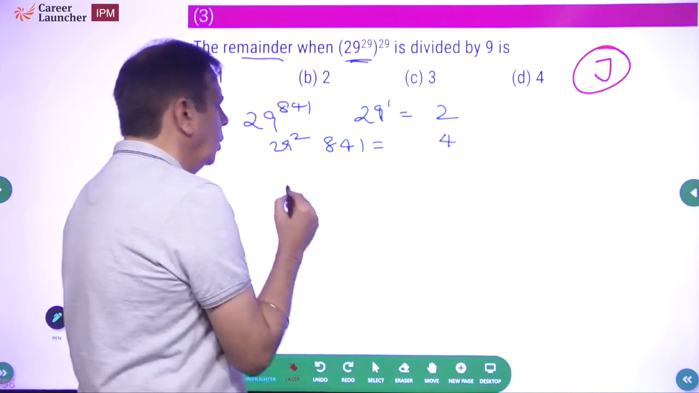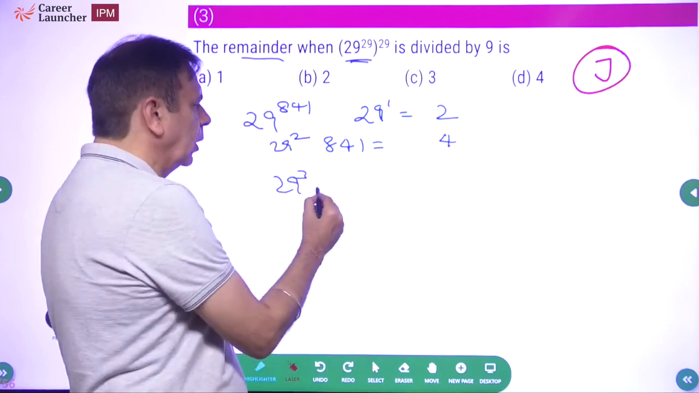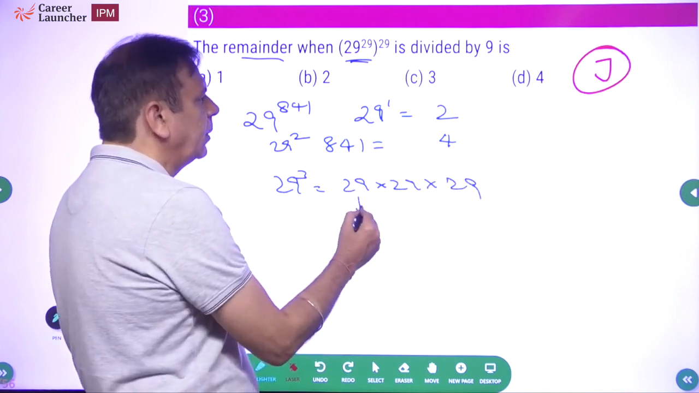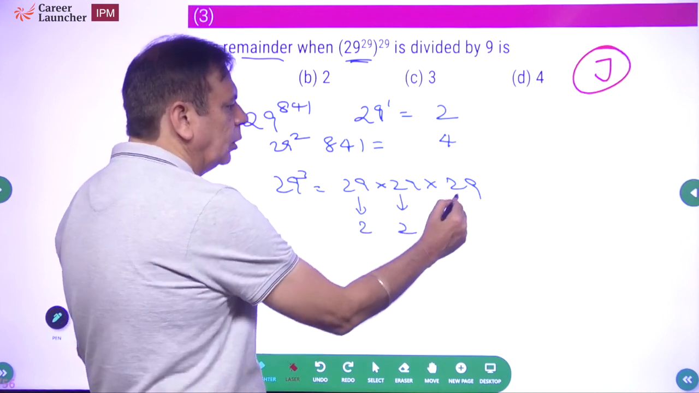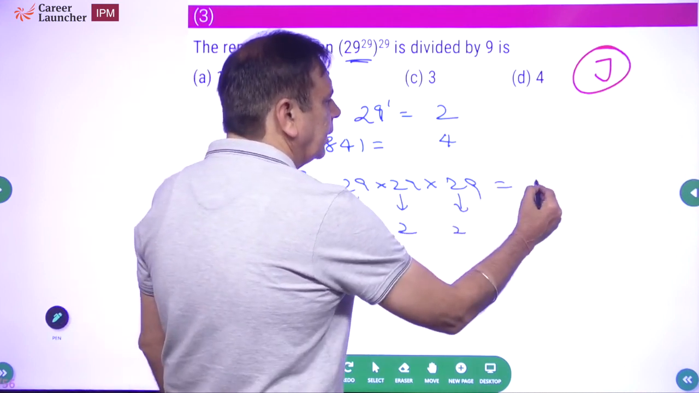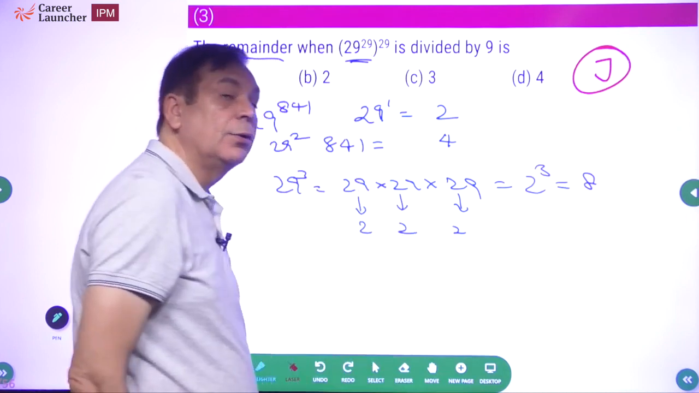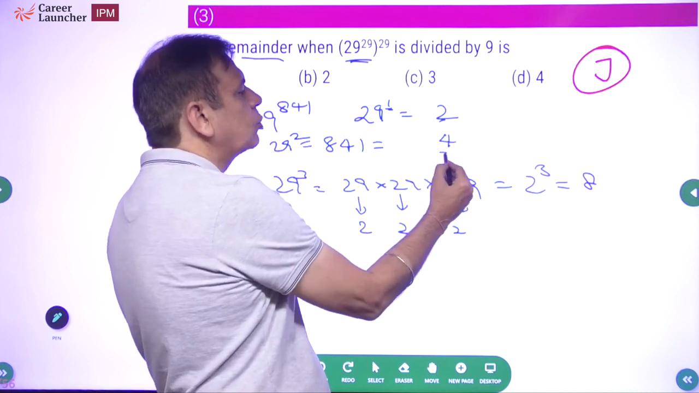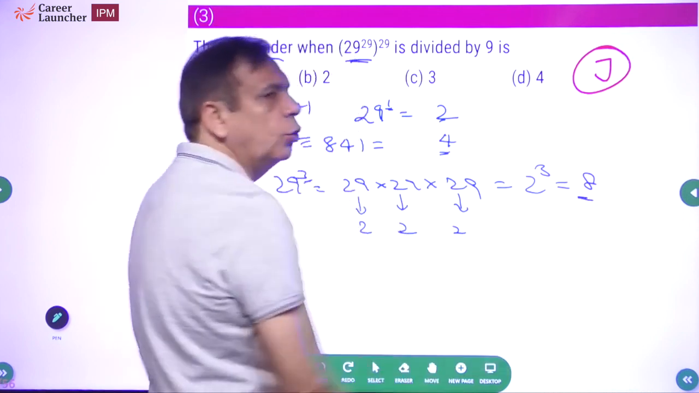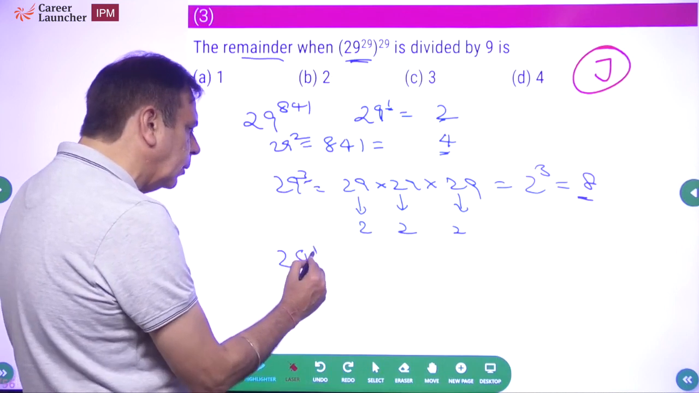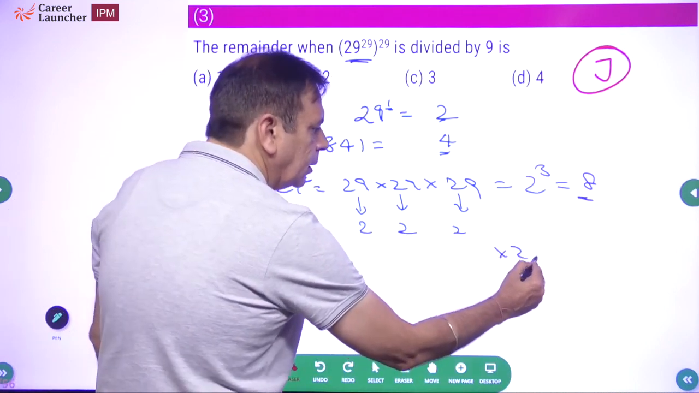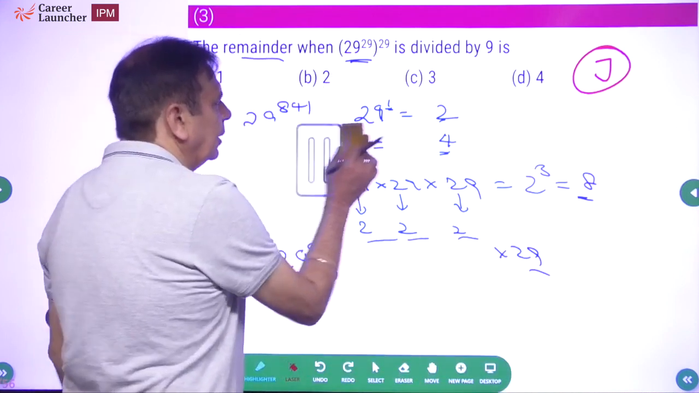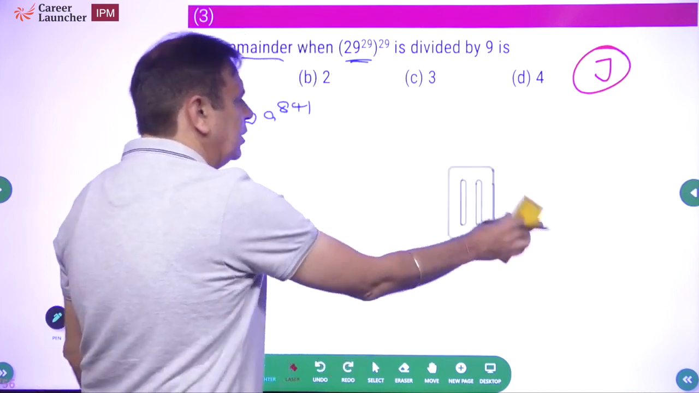13 means 4. 29 cube, what will this be? This is 29 into 29 into 29. The remainder from here is going to be 2, from here 2, from here 2. I will have a remainder of 2 cube, which is 8. Do you see a pattern? When it is power 1, remainder is 2. Power 2, remainder is 2 square. Power 3, remainder is 2 cube. What if it is 29 to power 4? Again, I will have another 29, 2 into 2 into 2 into 2, 2 to power 4. So do you see a pattern? If you have seen a pattern, you will get the answer immediately.